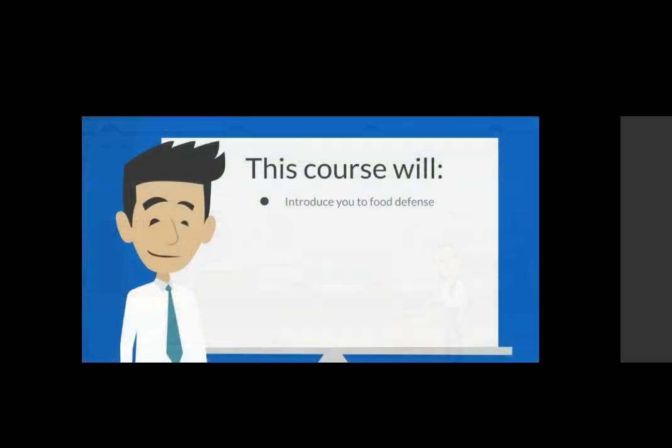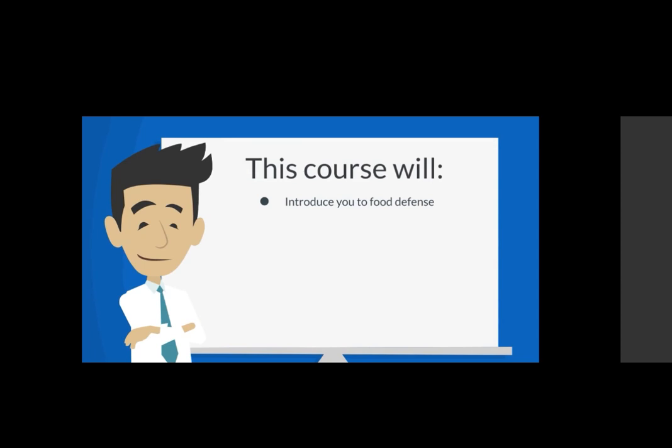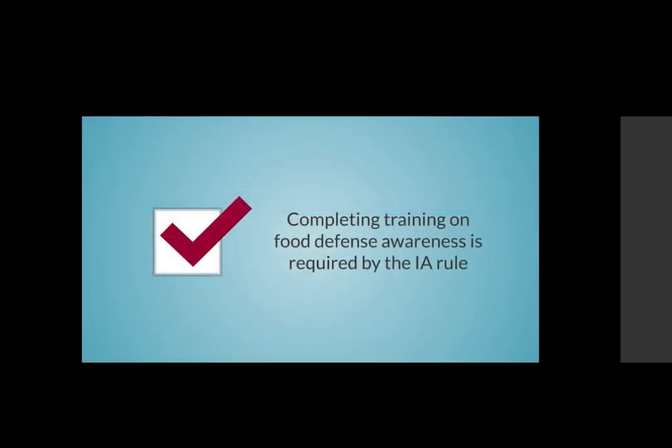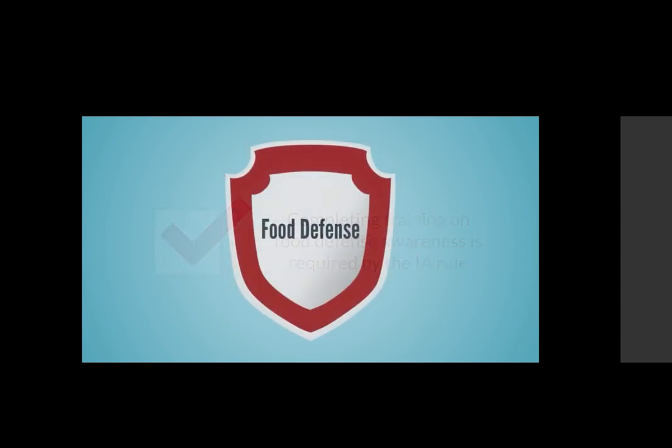This course will introduce you to food defense and also discuss food defense in the context of FDA's Food Safety Modernization Act rule, Mitigation Strategies to Protect Food Against Intentional Adulteration, 21 CFR Part 121, which is referred to as the IA Rule for short. Completing this training or a similar training on food defense awareness is required by this rule for all employees assigned to actionable process steps and their supervisors, and is a great step towards protecting food from intentional adulteration.